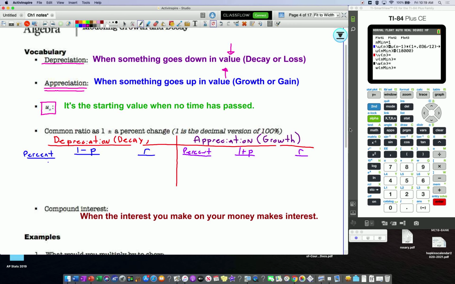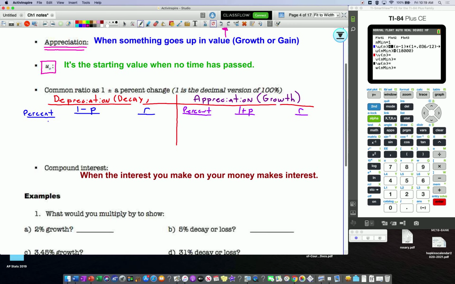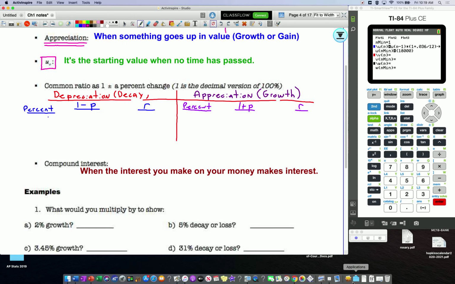Today one of the things we're going to focus on is dealing with percentage gain or percentage loss. We're going to start talking about the common ratio. Remember, we like to use the letter R for the common ratio. The common ratio, how we figure out what we're going to multiply by, is always going to be 1 plus or minus a percentage change. Remember that 1 is like saying 100%.